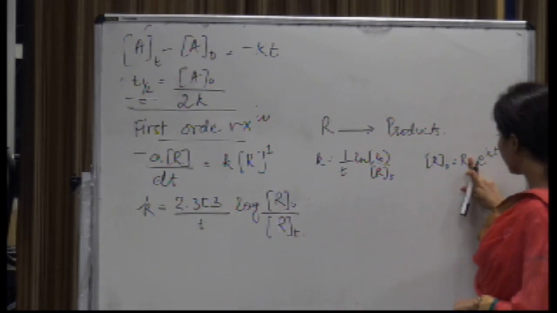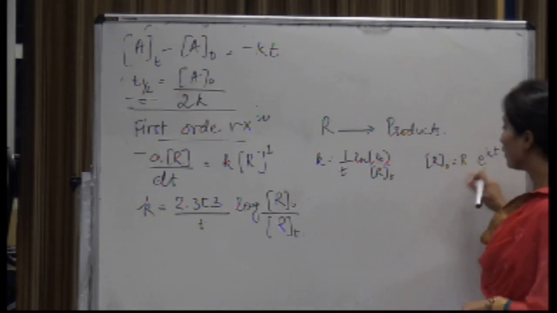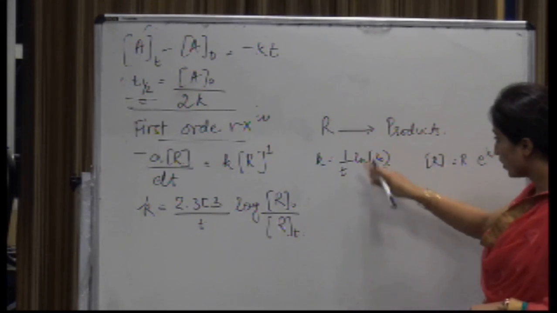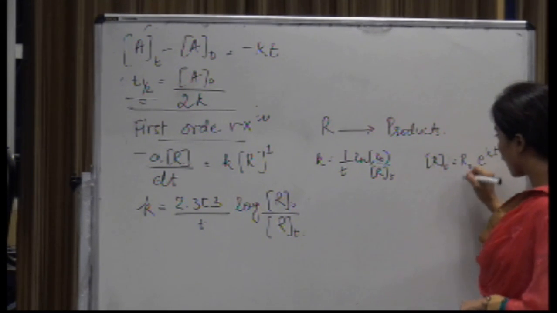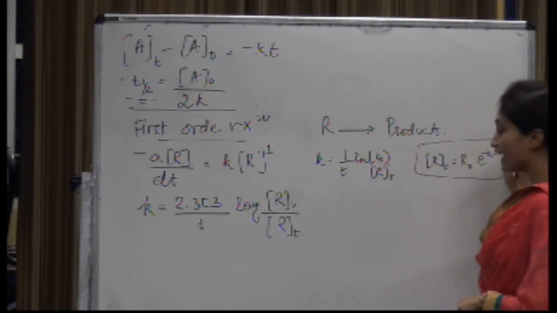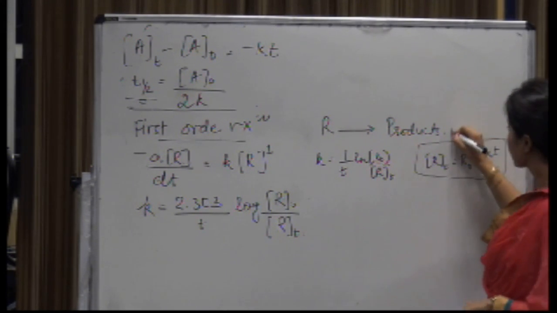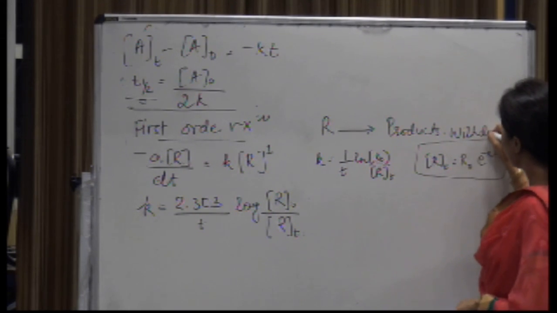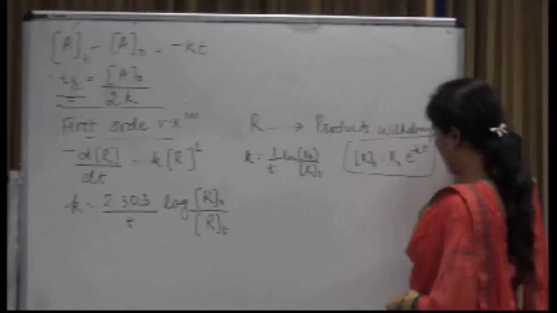Or if I take Rt to be equal to R naught e to the power of minus kt, this is known as your Wilhelm's equation.